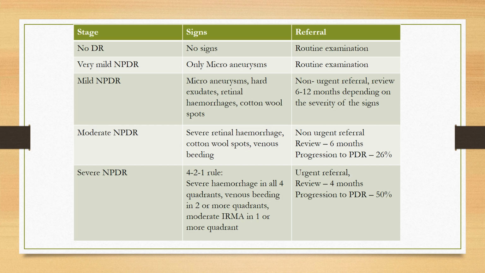4 quadrants of retinal hemorrhage, then 2 quadrants of venous beading, which means a swelling and tortuosity of veins. Then in 1 quadrant you will be able to see IRMA. So IRMA will be found only in the severe stages of NPDR, in which case your follow-up should be every 4 months, because your progression to proliferative diabetic retinopathy is much higher when the patient presents with severe NPDR.